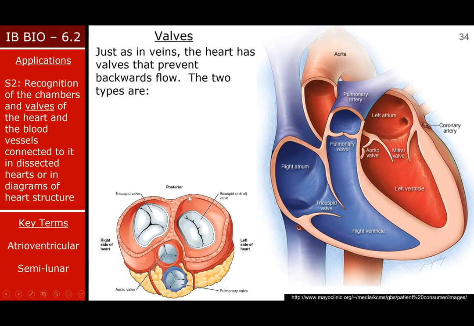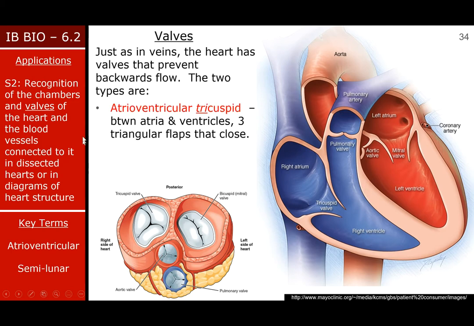Now come the valves. And we talked about how veins have valves and they prevent backflow, right? So that your blood doesn't go down. Otherwise, all your blood would be in your feet and you'd probably pass out. So we have valves in the heart as well. And there's two types of valves. And the type of valve is dependent on how many flaps there are that keep the valve closed, right?